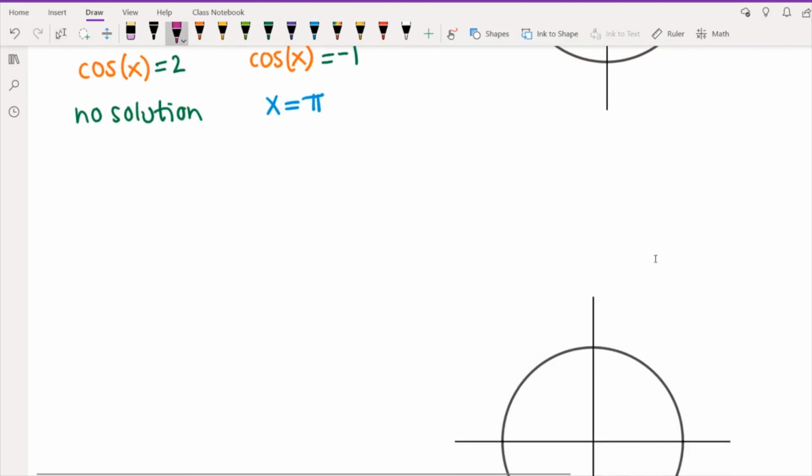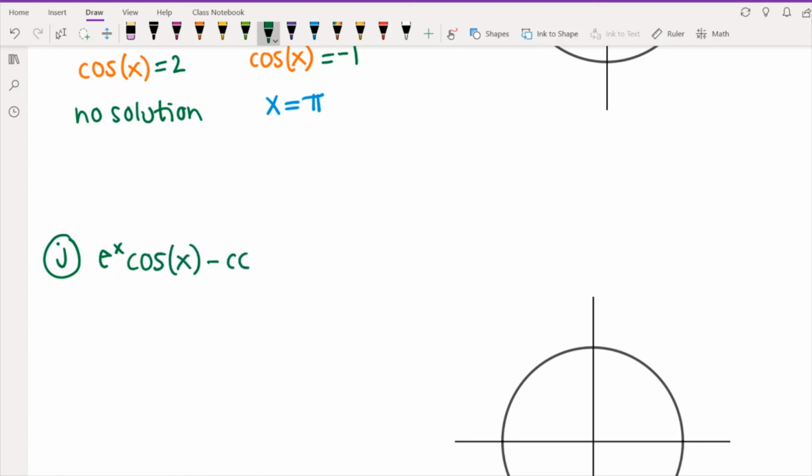So J is asking us to solve e to the x times cosine of x minus cosine of x is equal to 0. So this is another factoring problem. It's just that now we have not just trig functions, but another function blended in. So what can we factor out from both of these? Well, they both have a cosine of x. And so if we factor out cosine of x, we're left with e to the x minus 1.